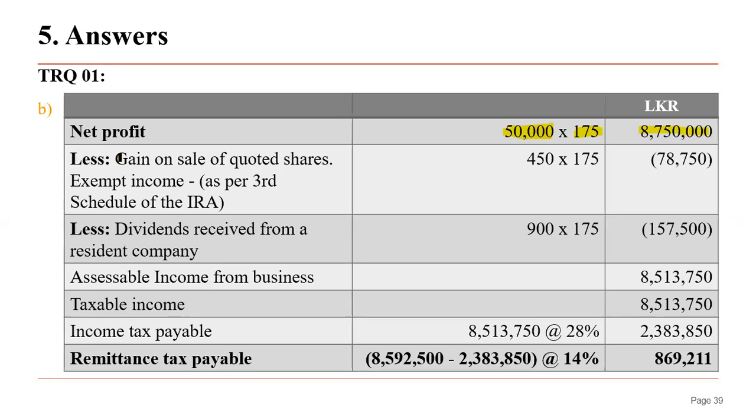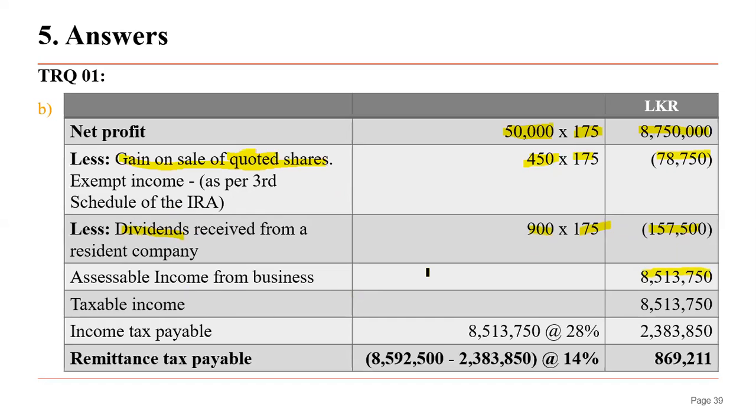Then you have gain on sale of shares, coded shares, not the normal shares. It is also exchange. And for 50 into 175, 78. Then we need to remove those income which are exempt. Then the dividend also 900, the 175, this amount we are removing. Then the assessable income is 8.5 million. Then the taxable income is also the same.